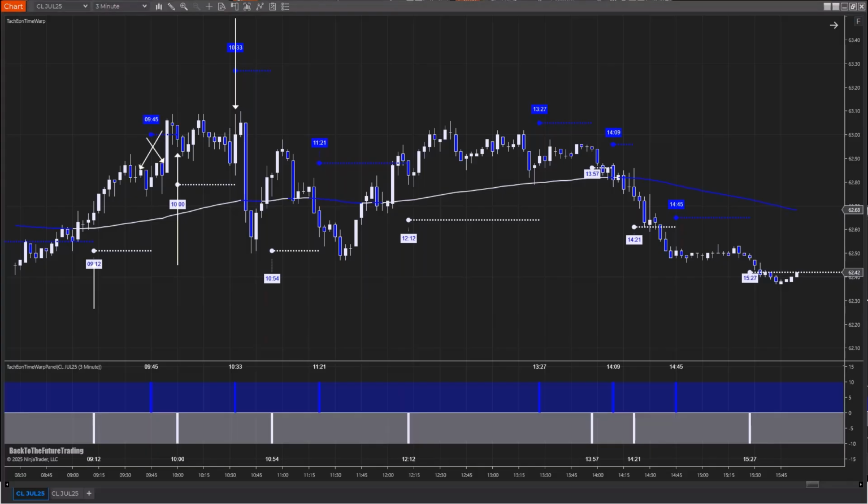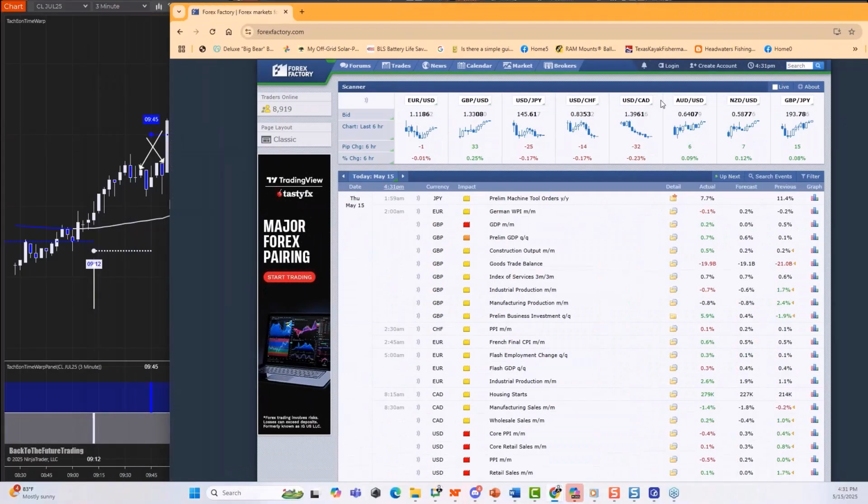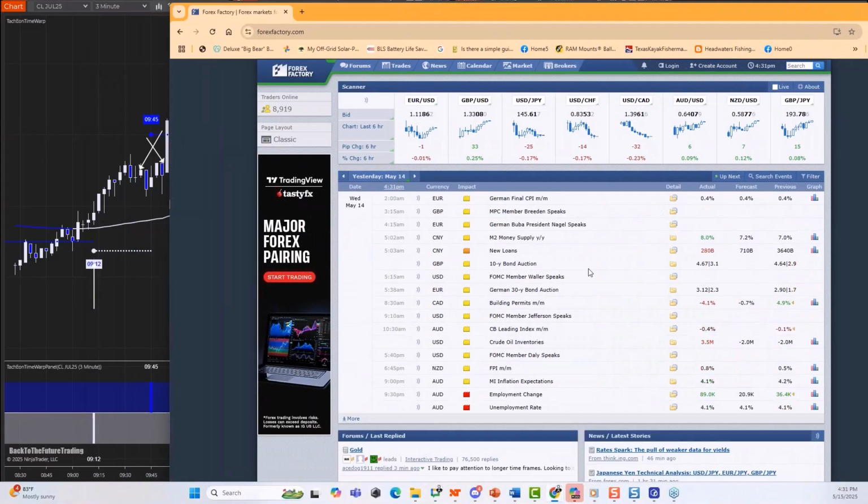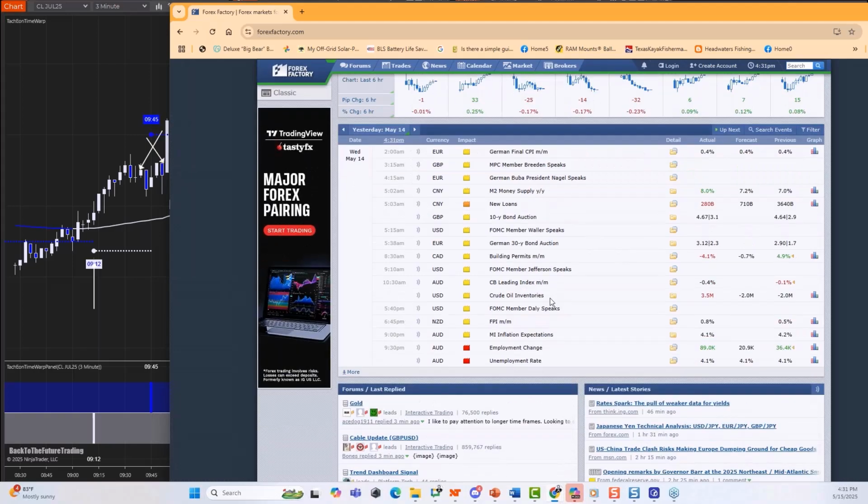Here's what'll blow your mind. There was a big economic report yesterday. They measure how much oil everybody has. You're not supposed to know what the results of that is going to be. They had 3.5 million extra surplus. They were expecting negative 2.5 million deficit.